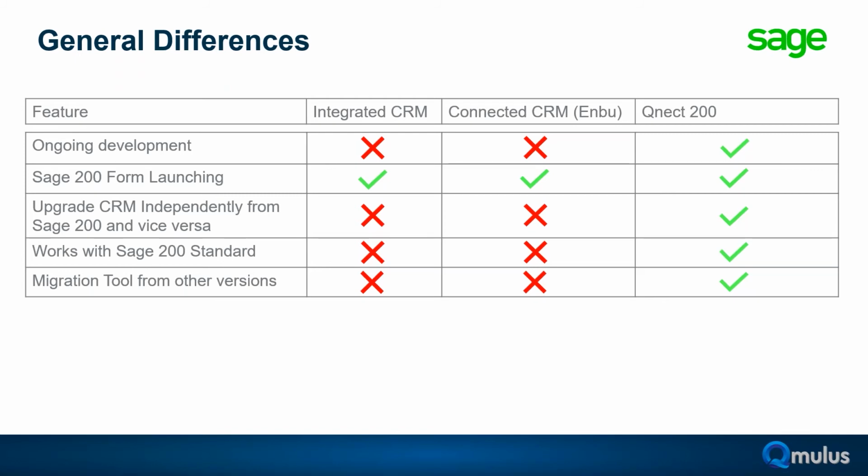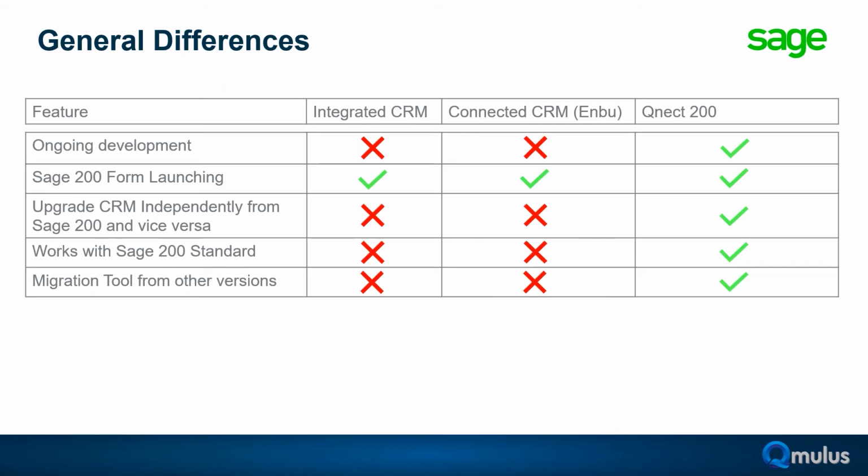Because we use the Sage 200 API, Qnect 200 also works with Sage 200 Standard. So for those of you that do sell 200 Standard or maybe attended the Sage session this morning around Sage 200 Standard, Sage CRM works directly with Sage 200 Standard, and it's very easy to integrate. It's much easier to integrate than the online version, and you can literally have a system up and running within 15-20 minutes, all integrated. Obviously, just waiting for the sync to run.